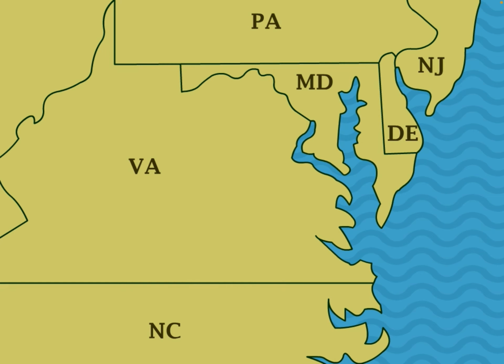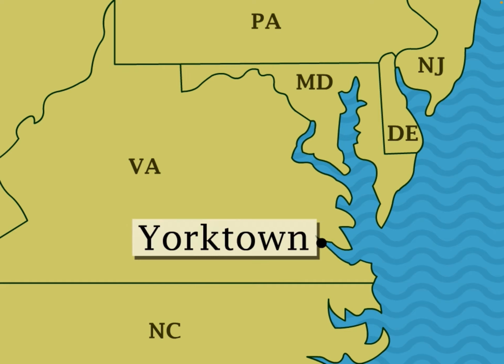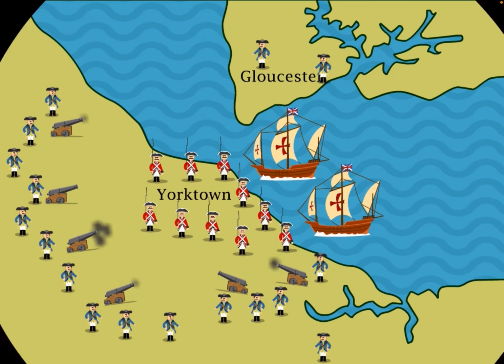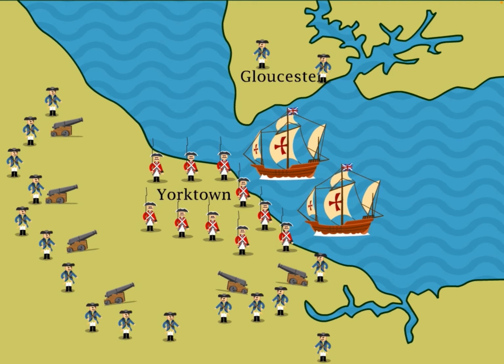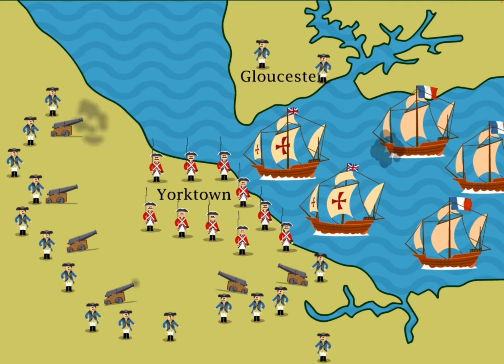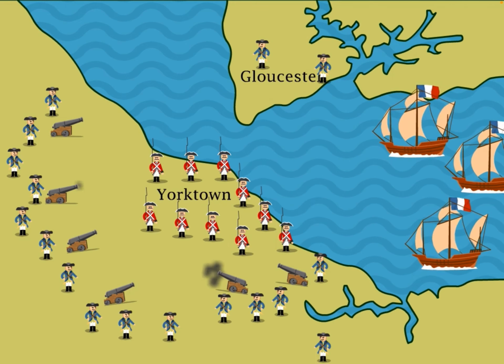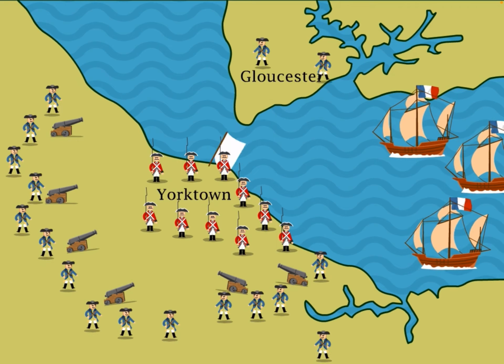The final victory came in 1781 in Yorktown, Virginia. Thousands of French and American troops trapped British forces along the coast. Meanwhile, the French Navy prevented any escape by sea. After 3 weeks of steady cannon fire, the British finally surrendered.